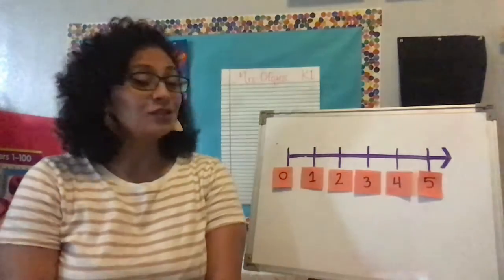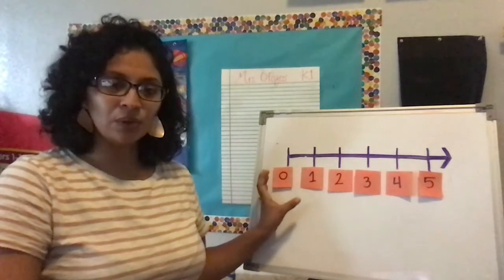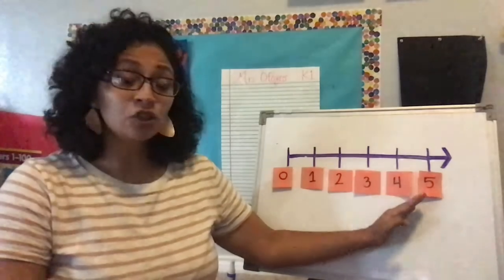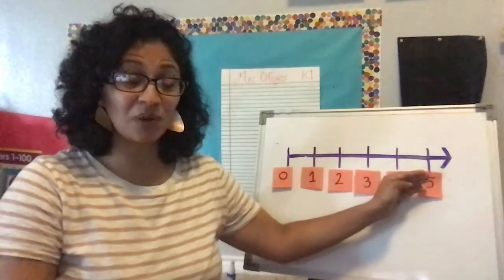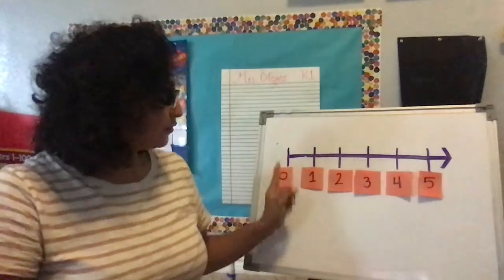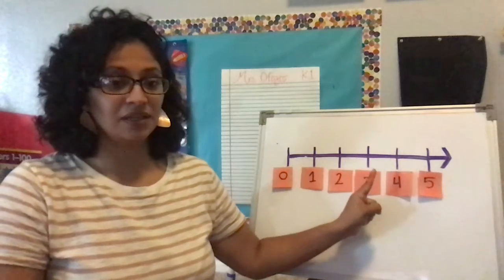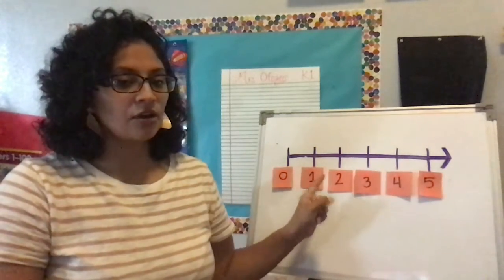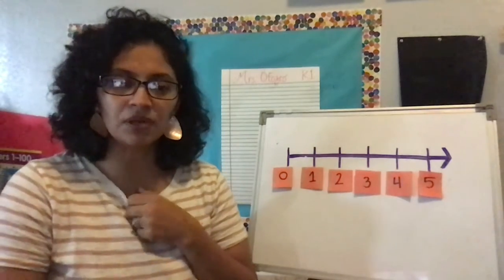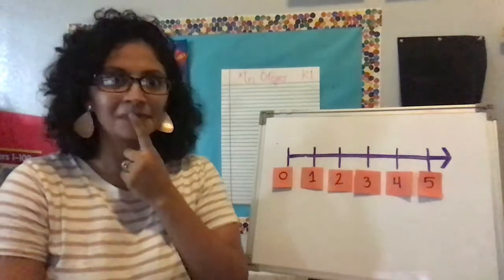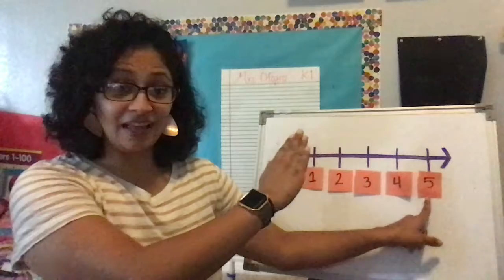Now, friends, do you notice something about my number line? It's going from 0 all the way to 5. So it goes from smaller number to a larger number in this direction. Every next number is one more bigger than the one before. I want you to look at our number line. Can you tell me which one is the biggest number that we have? You're right. It's 5. It's the largest number on our number line.